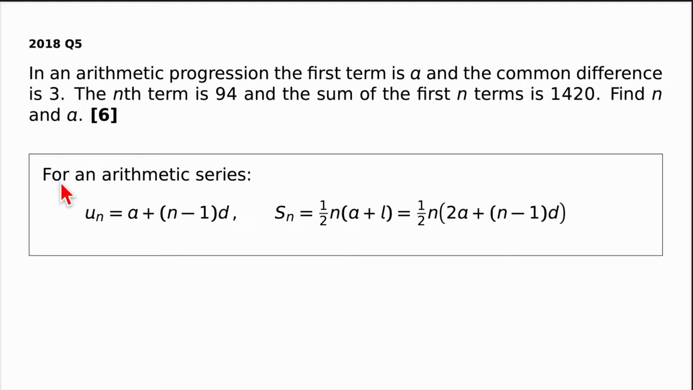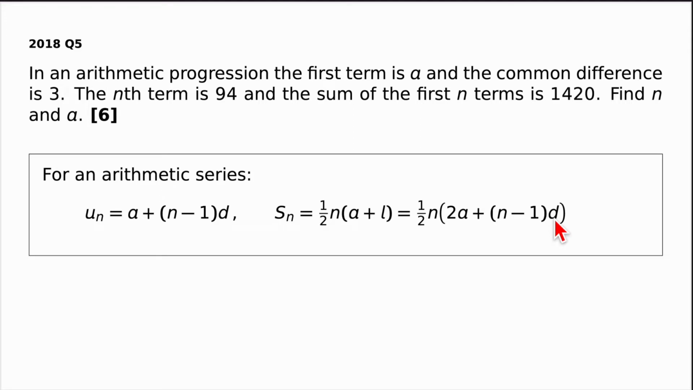And this is what's given on the formula sheet. The nth term is given to you by a plus brackets n minus 1 d. So it's the first term plus n minus 1 times the common difference. And S, for the sum of the first n terms, is given by a half times n times brackets a plus l, where a is the first term and l is the last term. But if you don't know the last term, it can also be given by a half n times brackets 2 lots of a plus n minus 1 times d.